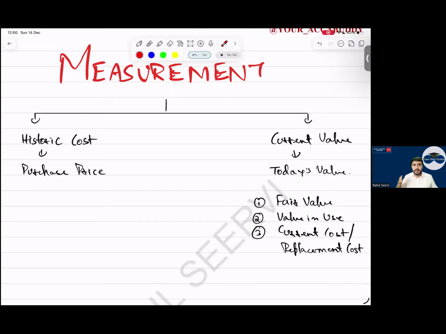Simple now. See, measurement. There are two methods, two ways to record. Either we record at the purchase price. I purchased the asset 10 years ago. That I record, I depreciate. No issues. Current value means what is the value today in the market. So today the value of the asset is this much. So my carrying amount is 20,000, but the value is 25,000 in the market. So I will record at 25,000. Yes, sir. Now, sir, these are the two methods, historic cost or current value. Now, which one we should follow? What do you think, everyone?